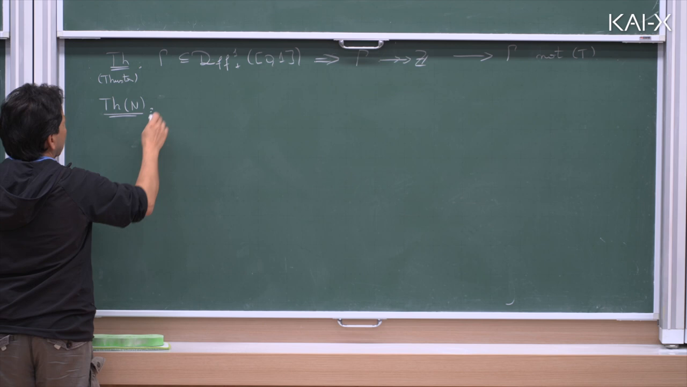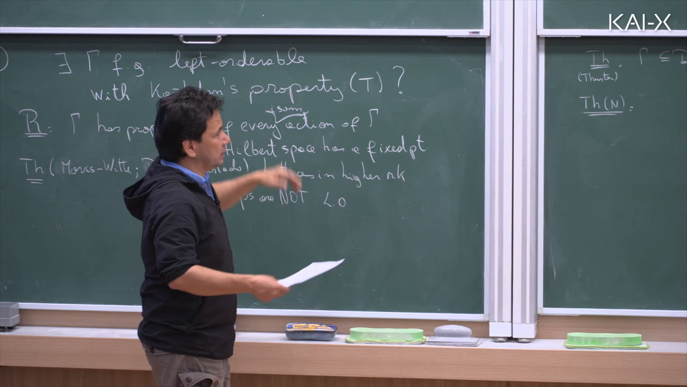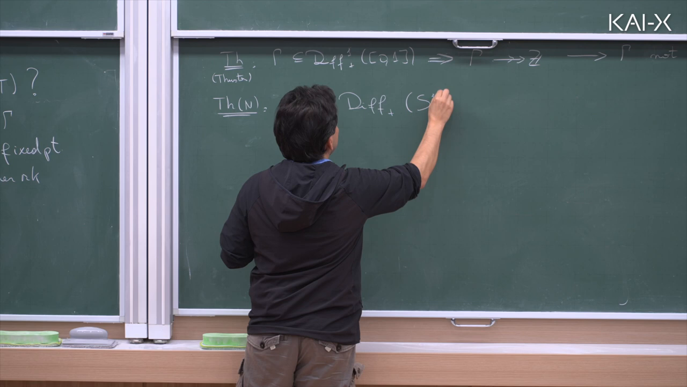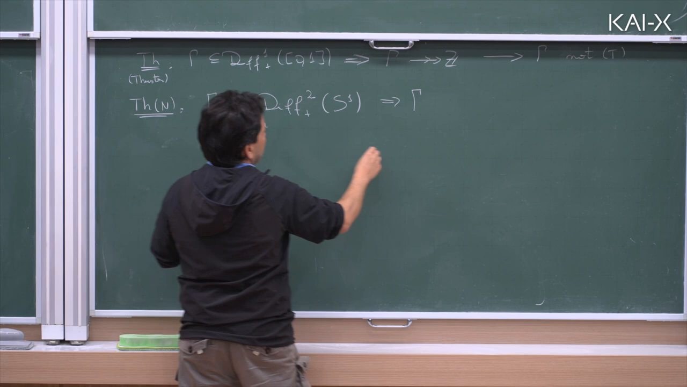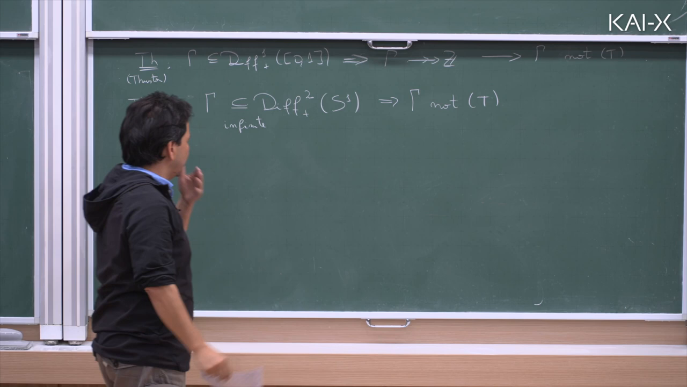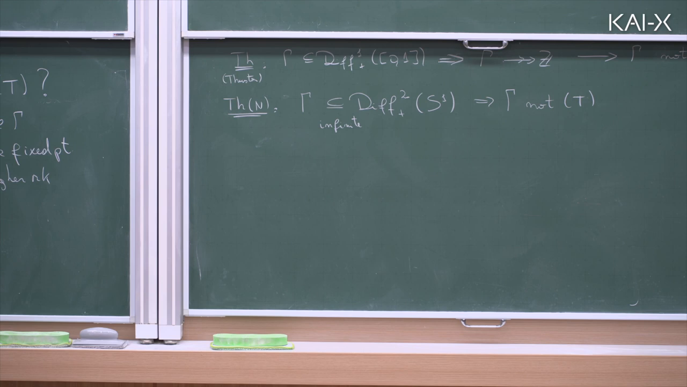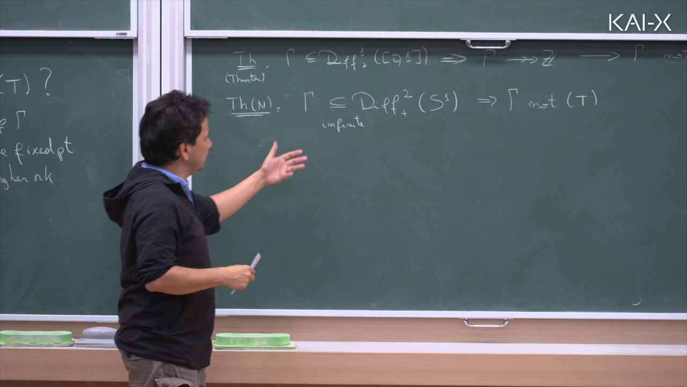And actually, you may ask also the same question for the circle. Being left orderable is equivalent to acting on the real line or on the interval. It's the same because we are in the continuous category. So the theorem says that if gamma embeds into the group of diffeomorphisms of the circle with some regularity, say C2, and it's infinite, then gamma is not T. This is a theorem. Of course, you have to impose this condition here because you may have finite groups, and finite groups have property T because it's very easy to build a fixed point for actions. And actually, one can prove this theorem with a slightly lower regularity, but larger than C1. So even this is not known to be a theorem in class C1.